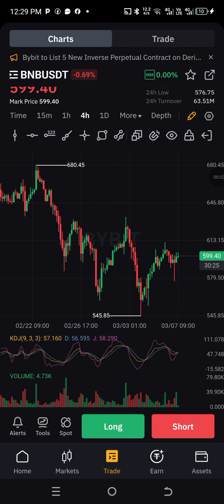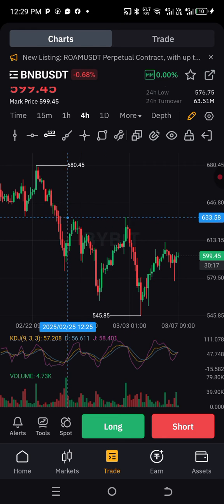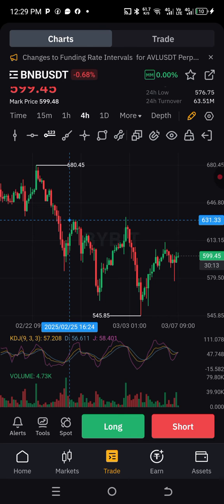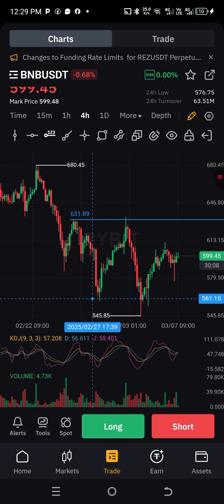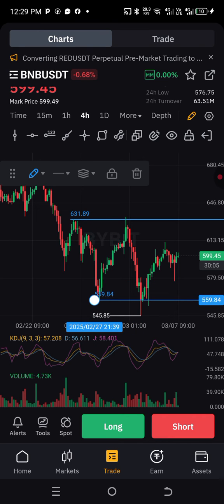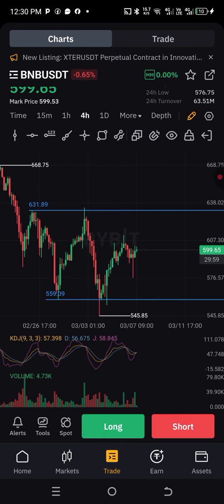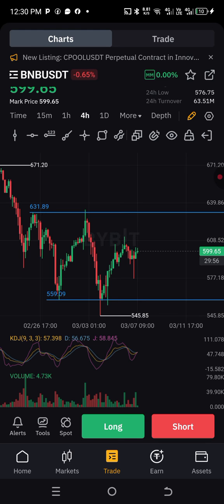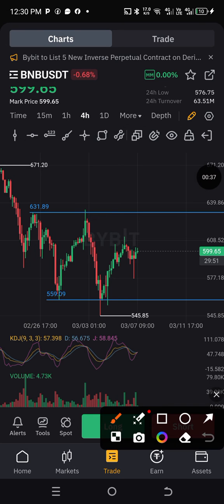Go over to your 4-hour time frame, position yourself properly, and identify the recent swing high and swing low sweep of liquidity. Now, this is the recent high here that was swept, and this is the recent low that was swept. Now, the next thing you want to do is look for a continuation pattern back to this range right here. So this is going to be our range high, and this is going to be our range low.